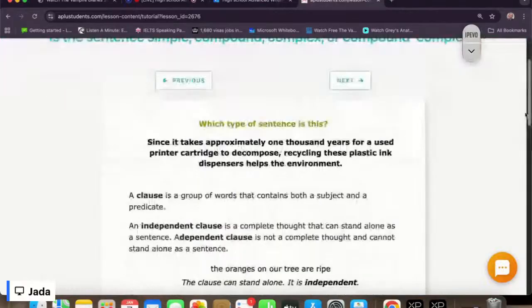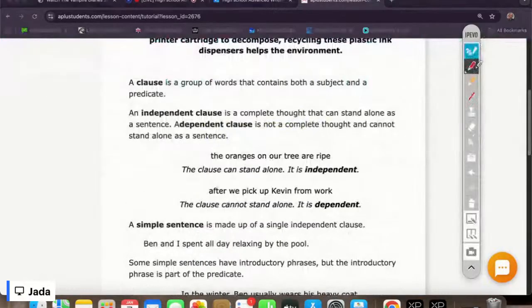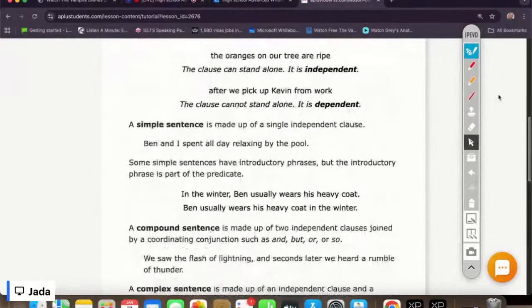So, we know what a clause is and we know the dependent clause. Now we will move on to the simple sentence. A simple sentence is made up of a single independent clause. Remember that an independent clause can stand alone. Ben and I spent all day relaxing by the pool.